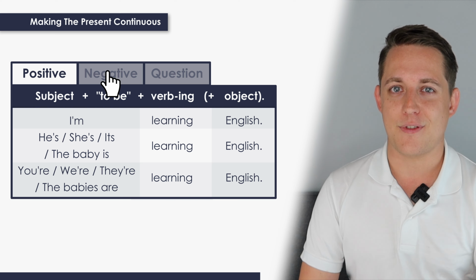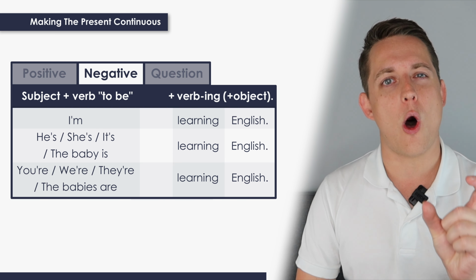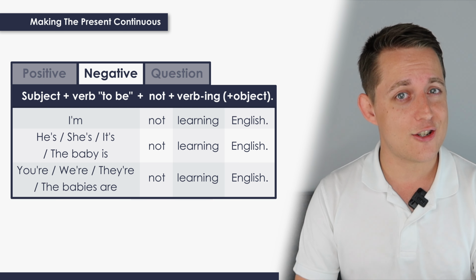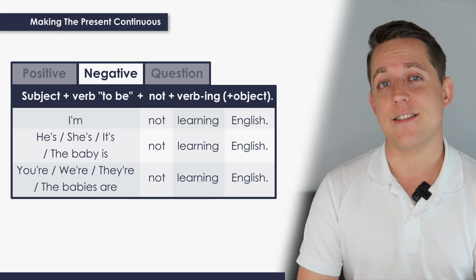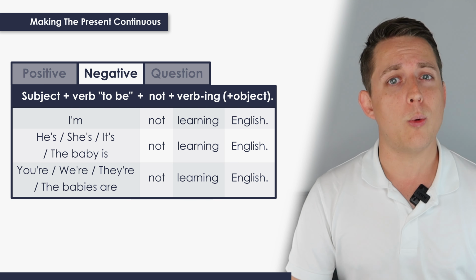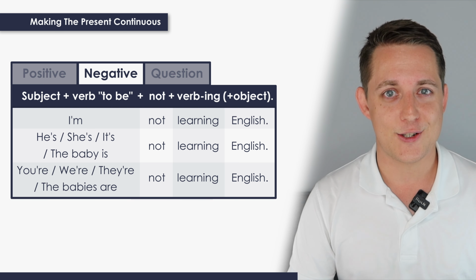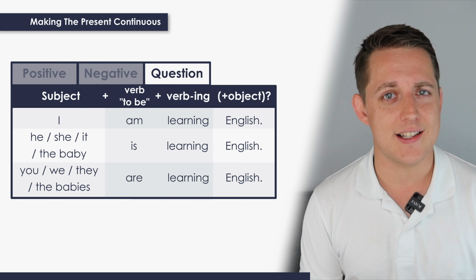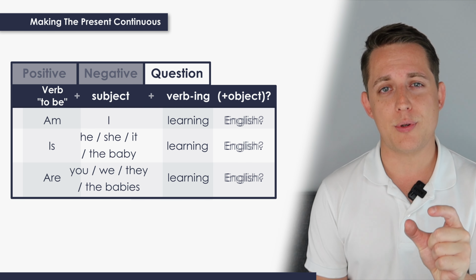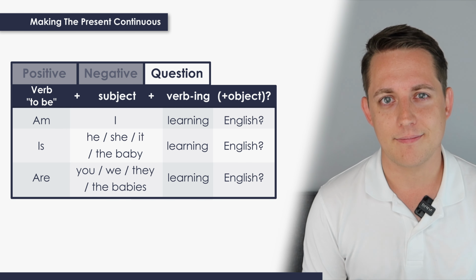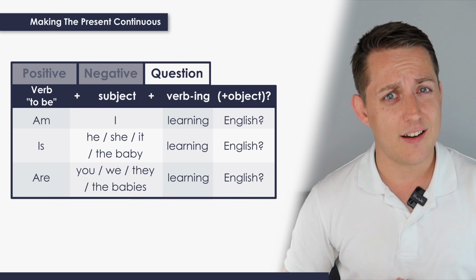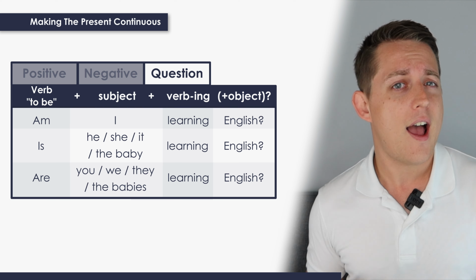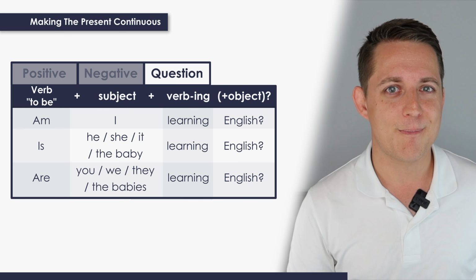To make a negative sentence, we just add not after the verb to be. I'm not learning English. The baby isn't learning English. We aren't learning English. To make a question, we take a positive sentence and we move the verb to be to the start. Am I learning English? Is she learning English? Are they learning English?